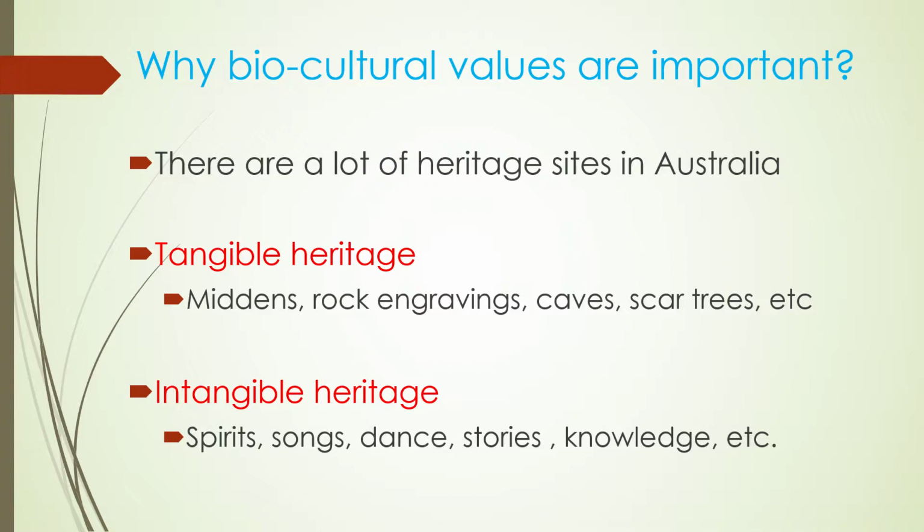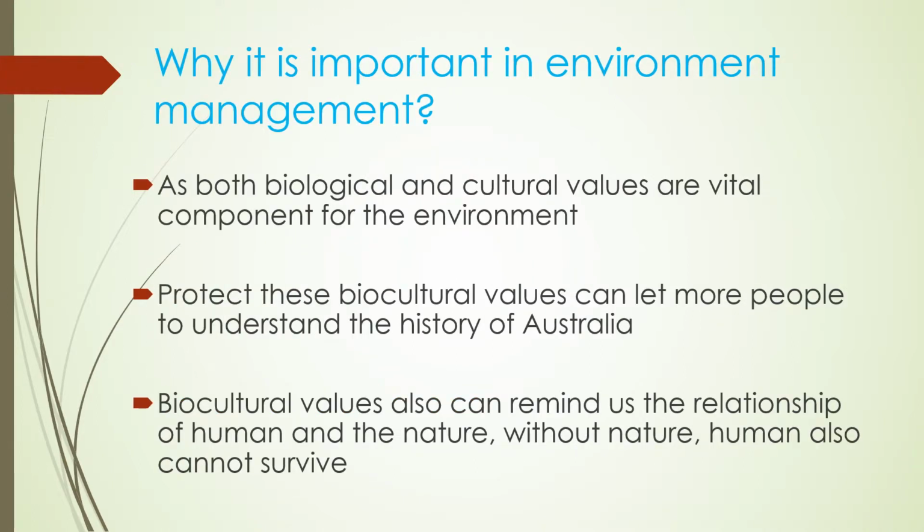This heritage can be divided into two types: tangible and intangible. Tangible heritage includes middens, rock engravings, graves, and scar trees, and intangible heritage includes spirits, songs, dance, stories, and knowledge. As both biological and cultural values are important elements of the environment, protecting these biocultural values can let more people understand the cultural history of Australia. Biocultural values can also remind us of the relationship between humans and nature. Without nature, humans cannot survive.